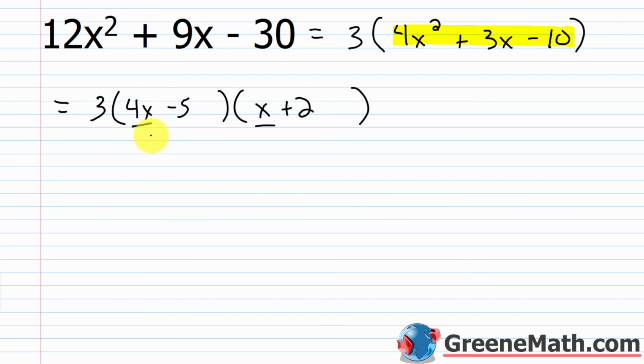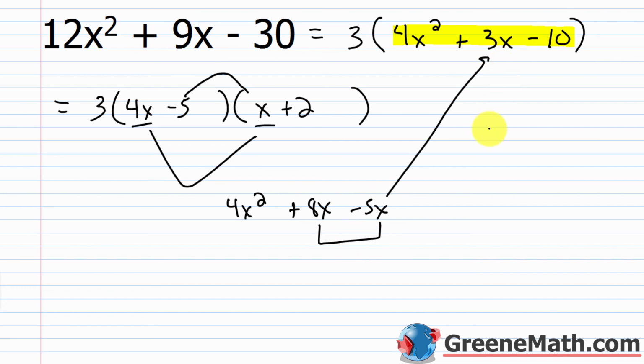And again, if you want to check it, 4x times x is 4x squared. The outer 4x times 2 is plus 8x. The inner negative 5 times x is minus 5x. So this would give me plus 3x. And then negative 5 times 2 is negative 10. So if we took 4x squared plus 3x minus 10, multiplied it by 3, you get 12x squared plus 9x minus 30, which is what you started with.